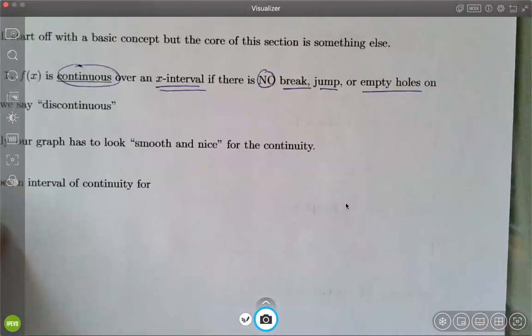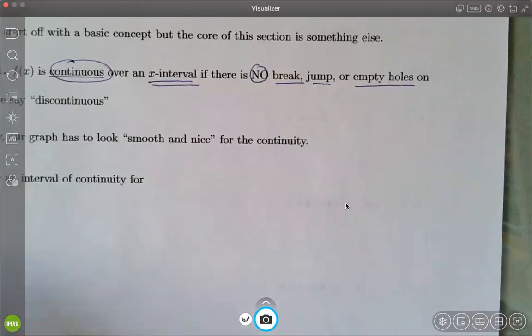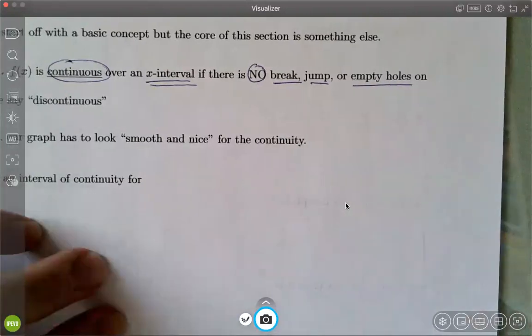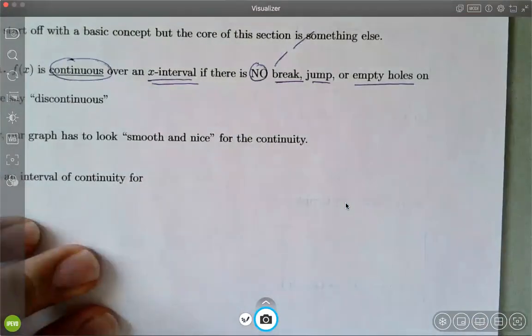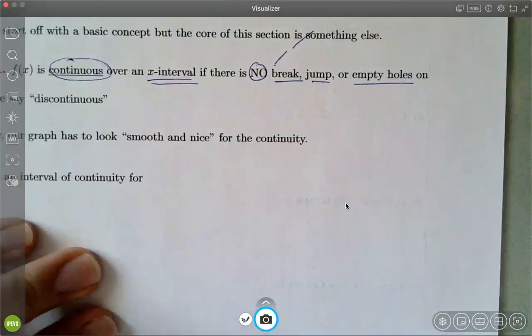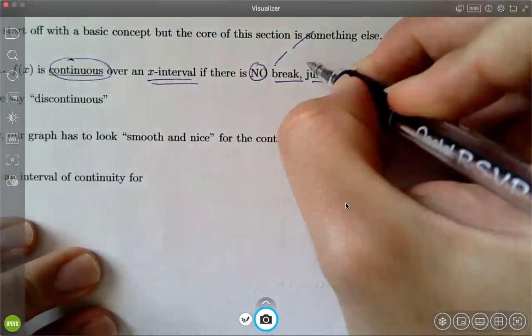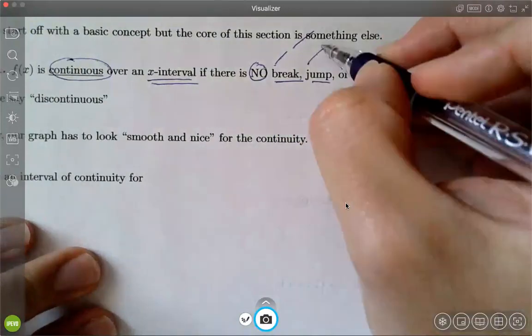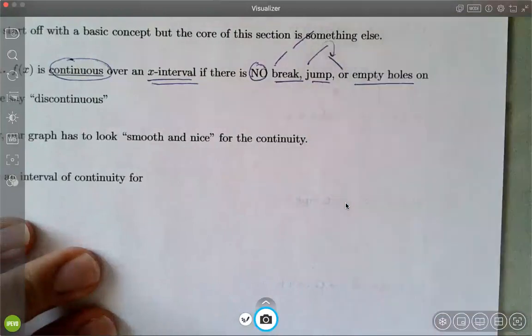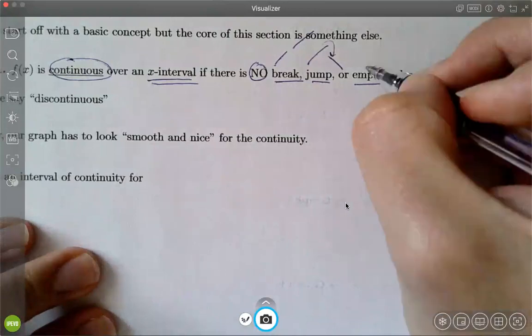Now these three words may sound confusing, so here are some illustrations. Break means there's a break like that. It's supposed to be a line, but somehow in the middle there's a break. Jump means here's a line and here's a second line, and then there's this big jump right there. And empty hole means something like this.